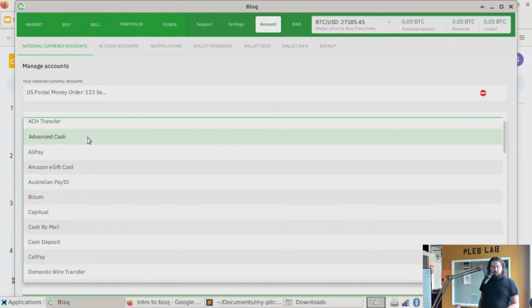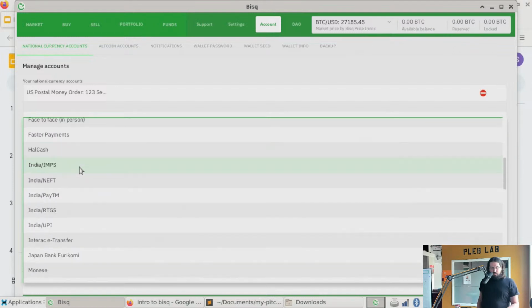Amazon e-gift card is another option. You can buy an Amazon gift card from Bitrefill and then send it to your person over email, and that works. So yeah, there's a lot of different options.